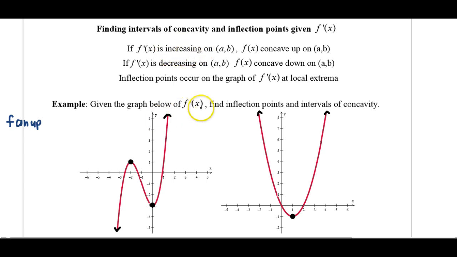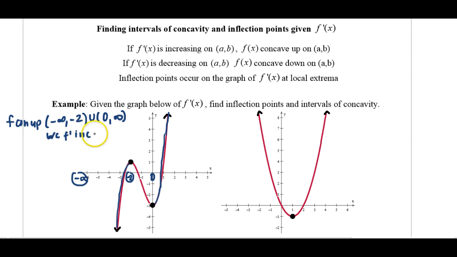So remember, this is the graph of f prime of x. So looking at this graph, it is increasing on an interval from negative infinity to negative 2. So from negative infinity to negative 2, this is an increasing function. So it's like I'm walking up a hill. And from the x value 0 all the way to infinity, because this graph goes to the right forever, this graph is increasing. So f is concave up from negative infinity to negative 2 and from 0 to infinity, because f prime is increasing on those intervals.